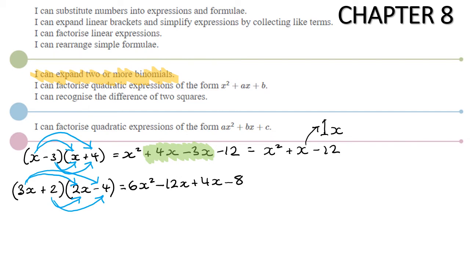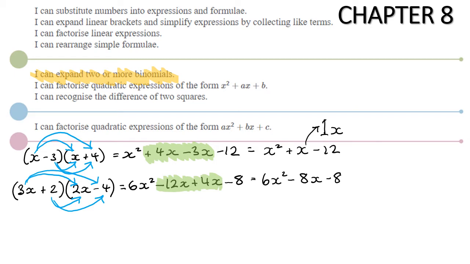Just like before, these two will go together. The negative 12 plus 4 will leave me with 6x squared, negative 12 plus 4 is negative 8x, minus 8.